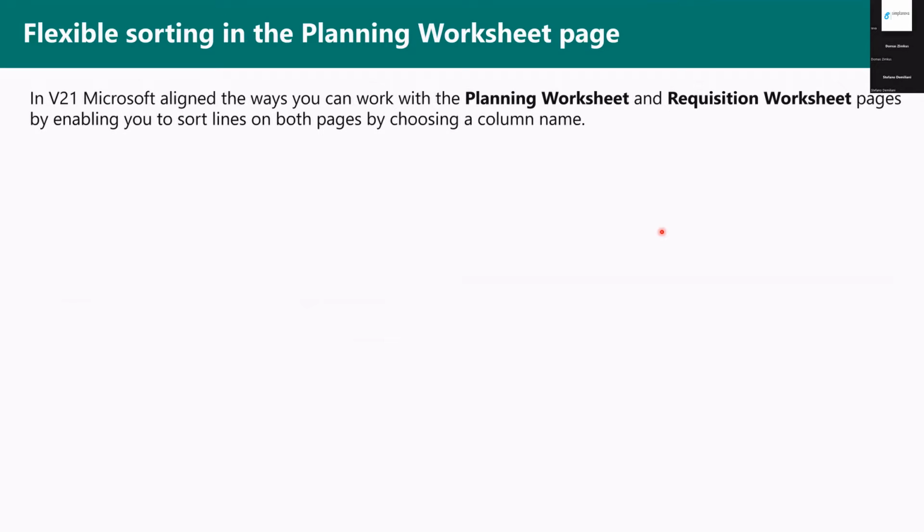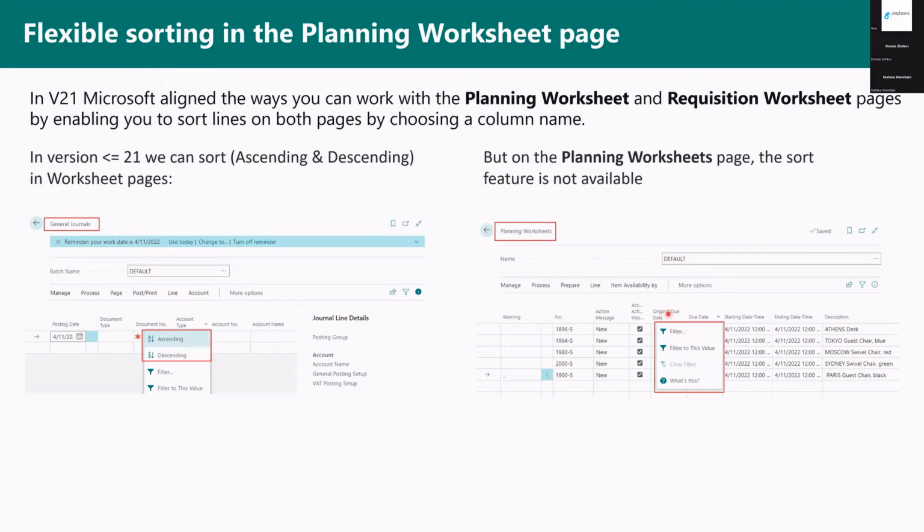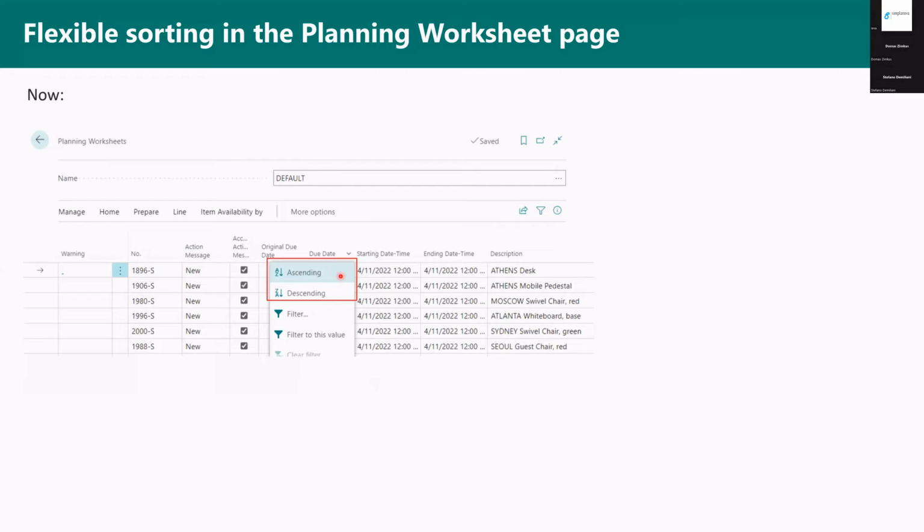A small modification, but sometimes useful, in version 21 is related to the planning worksheet and the requisition worksheet, because in these two pages in the past it was not possible to sort lines. The strange behavior of these pages is that, for example, if you select a worksheet page like a general journal, you can sort a column ascending and descending. In the planning worksheet, if you select a column, you cannot do that. In Business Central 21, now also in the planning worksheet and requisition worksheet, you have the possibility to handle the sorting in ascending or descending order. And this can help in many situations.